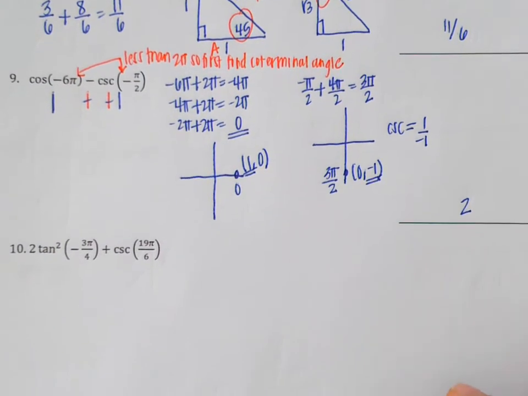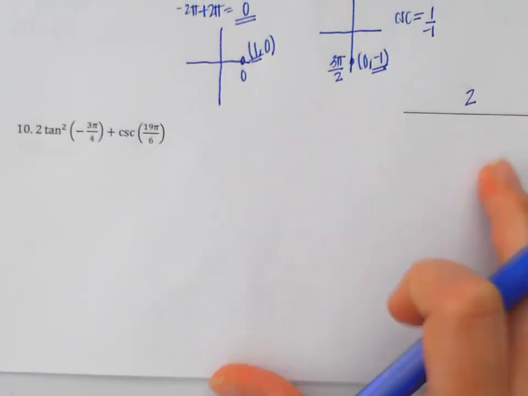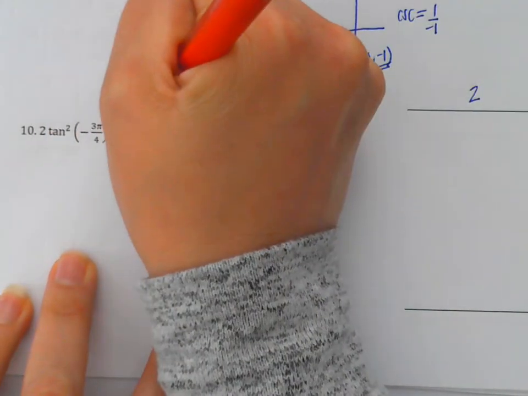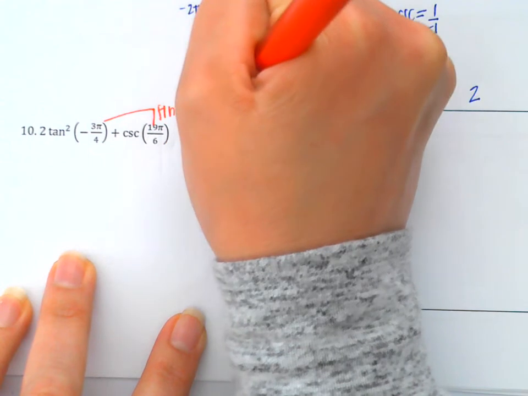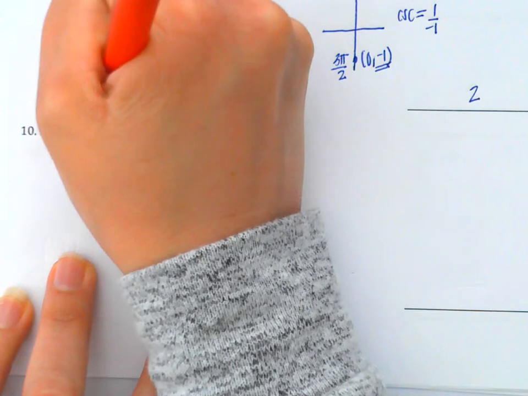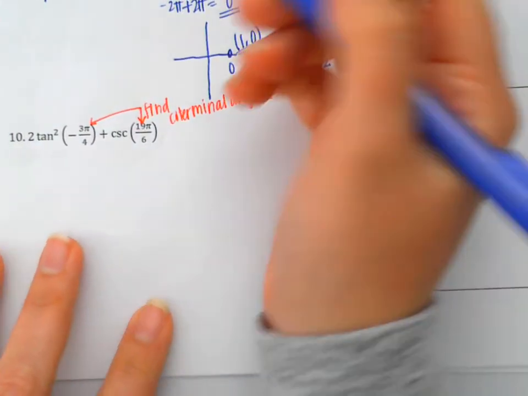Okay, then let's go to our last one we're going to do on this video. We're going to just finish with number 10. So 2 tangent squared of negative 3 pi over 4, and cosecant of 19 pi over 6. Again, those are not between 0 and 2 pi, so we have to first find coterminal angles. I wouldn't let you off easy with this one, apparently. Okay, so we're going to start there.